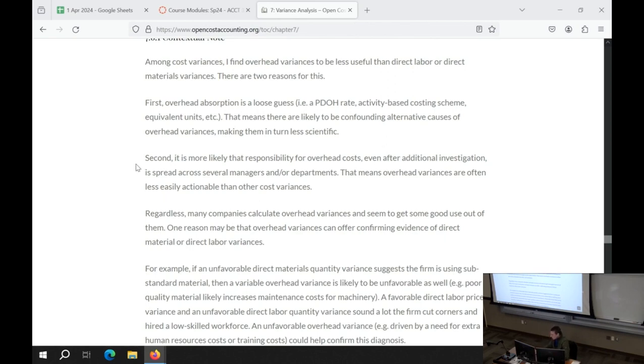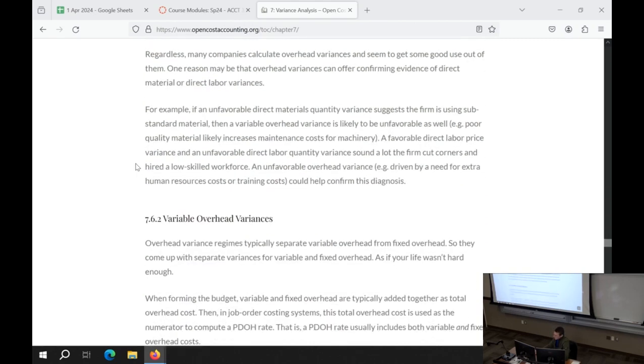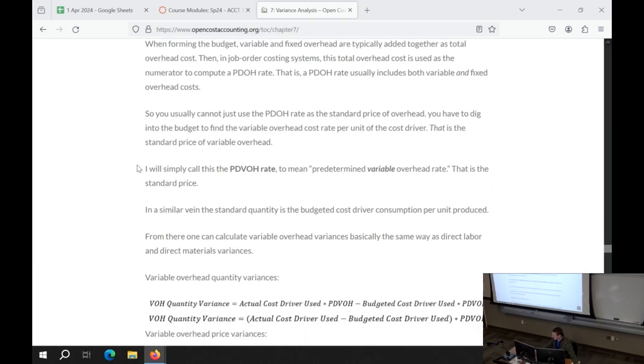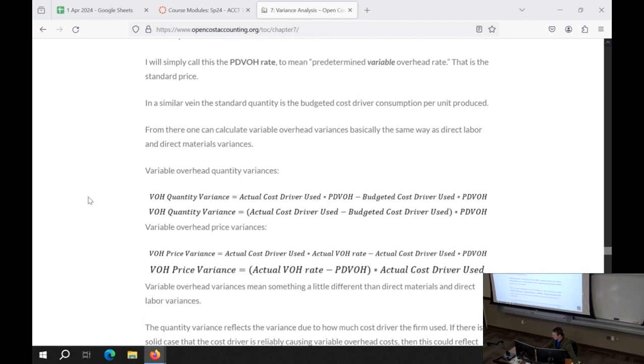So they can be useful signals, but I consider them less useful on a relative scale than other variances. All right, so variable overhead is going to work a lot like our direct labor variances. In fact, if you use direct labor hours as your driver, you end up with some very, very comparable equations. So variable overhead, it works like our, I'll say, direct labor.